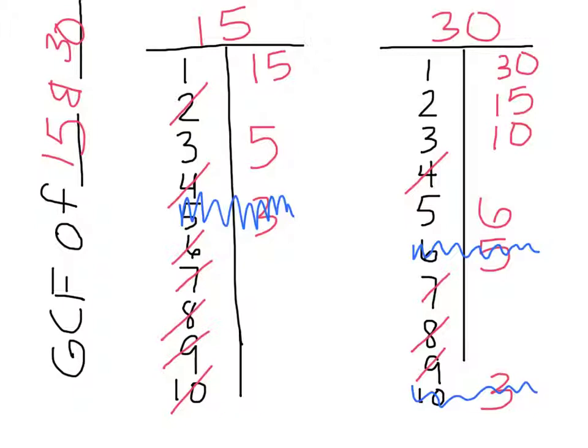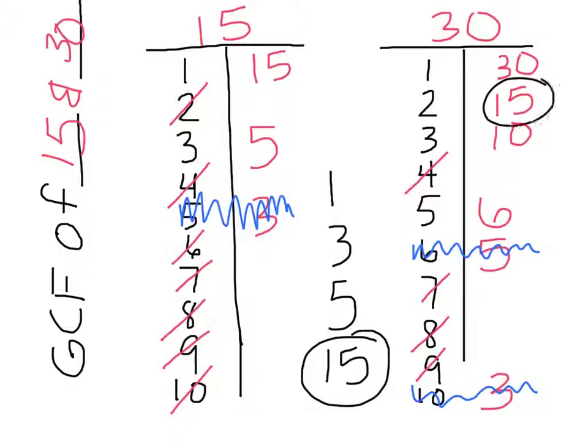Then we are left with the factors that we see, looking for the biggest number. Sometimes it helps if you make a little list. What I see in common is 1. I see 3. I see 5. And I see 15. So those are the numbers that are on both lists, which means that we go with the biggest one, which is 15. So 15 will be the greatest common factor of 15 and 30.